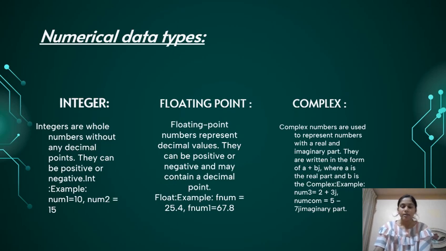16.98. Complex. Complex numbers are used to represent numbers with a real and imaginary part. They are written in the form of a + bi or a + bj, where a is the real part and b is the imaginary part. Example of complex: number = 2 + 3j, 5 - 7j.